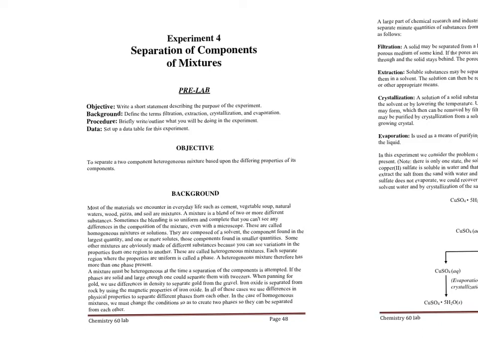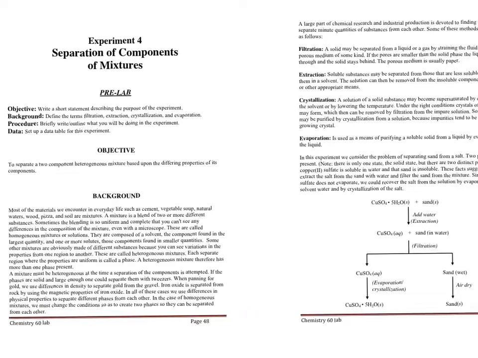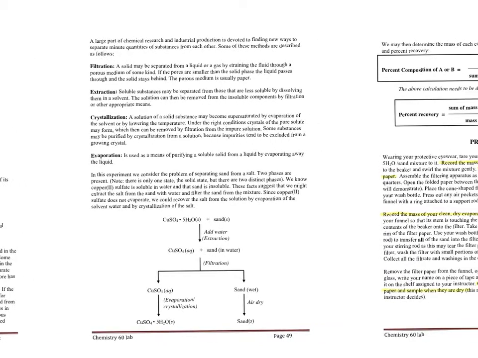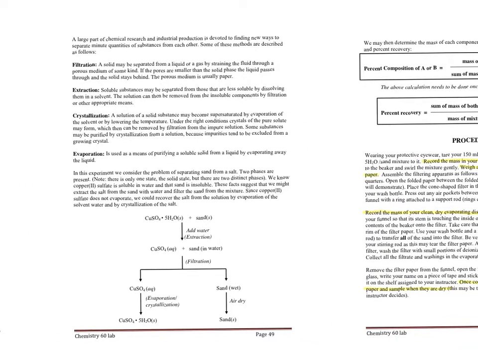In this lab video, I'm going to go over a brief introduction to experiment 4 and go over the calculations for the post-lab. In this experiment, we're working with a heterogeneous mixture of copper 2-sulfate pentahydrate and sand. We're going to separate the copper 2-sulfate pentahydrate with extraction and filtration, and we will then recover the copper 2-sulfate with crystallization.